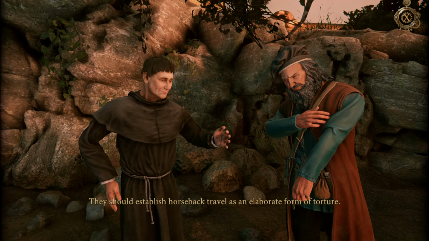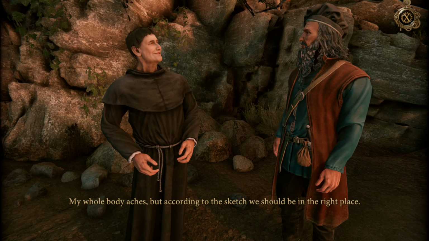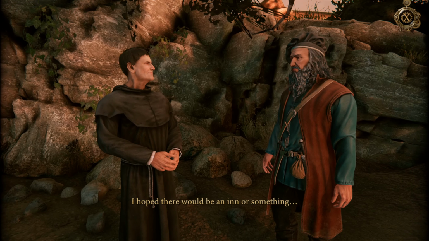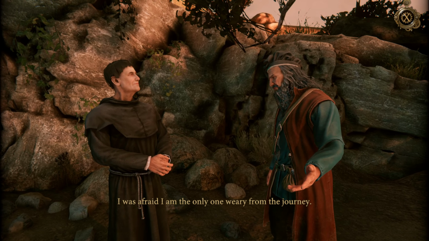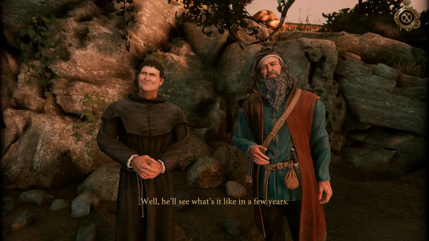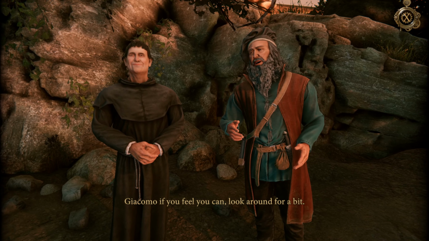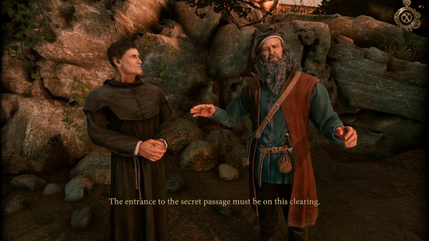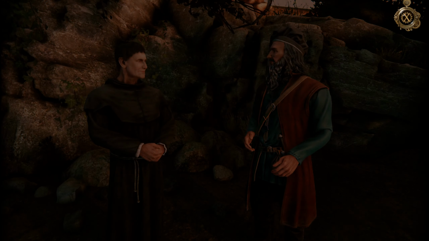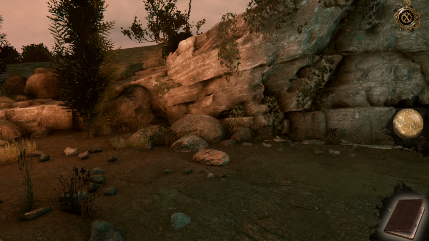Oh, they should establish horseback travel as an elaborate form of torture. My whole body aches. But according to the sketch, we should be in the right place. I hope there would be an inn or something. Oh. I was afraid I'm the only one weary from the journey. But it seems only Giacomo is informed. Well, he'll see what it's like in a few years. Giacomo, if you feel you can, look around for a bit. The entrance to the secret passage must be on this clearing. Luca and I will need to take a moment of rest. Yeah, I'll do it. You guys just relax.